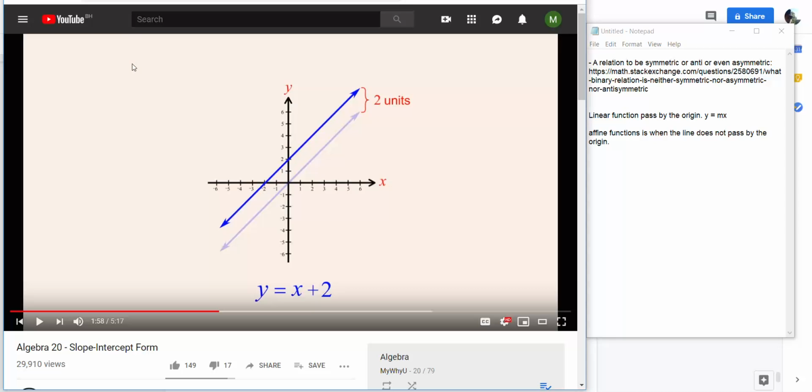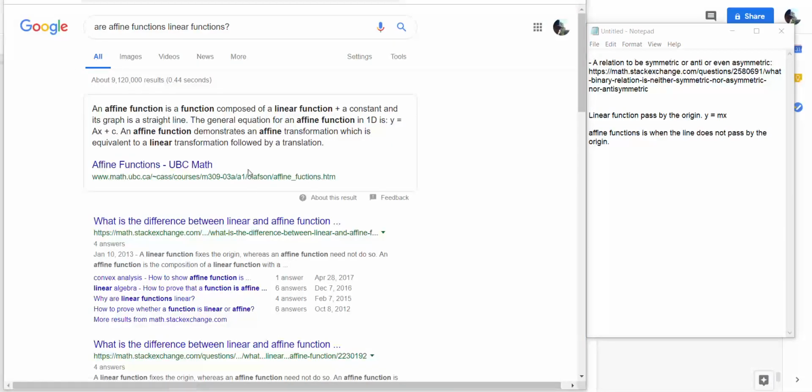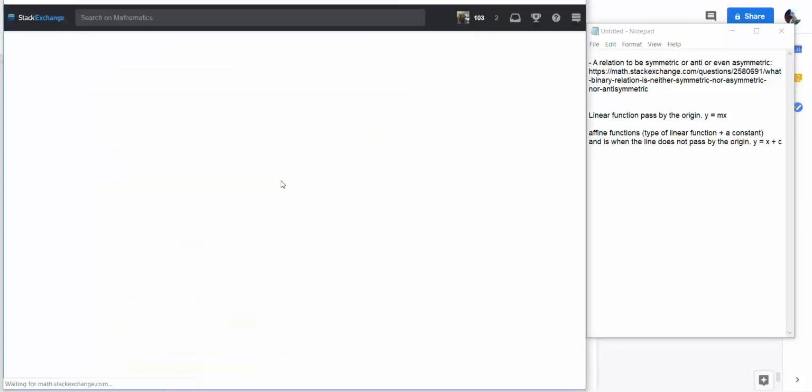I just need to check if the affine functions are a type of linear functions, or linear functions are only those that pass by the origin. Okay, so apparently they are. So affine functions are a type of linear function. Linear function plus a constant. It is when the line does not pass by the origin. So you get y equals x plus, I don't know, c.